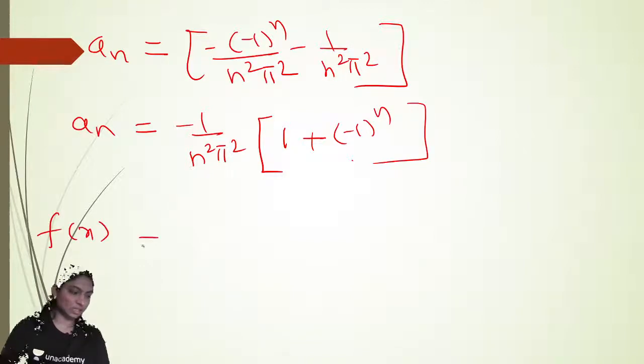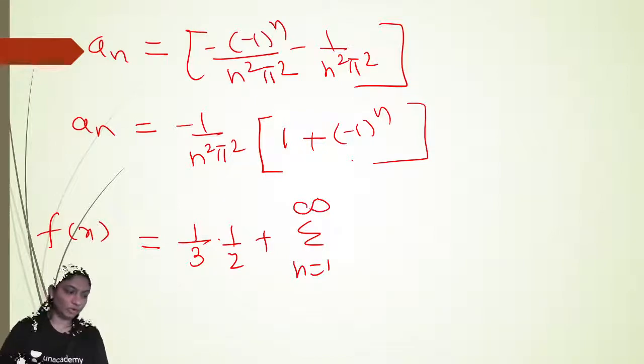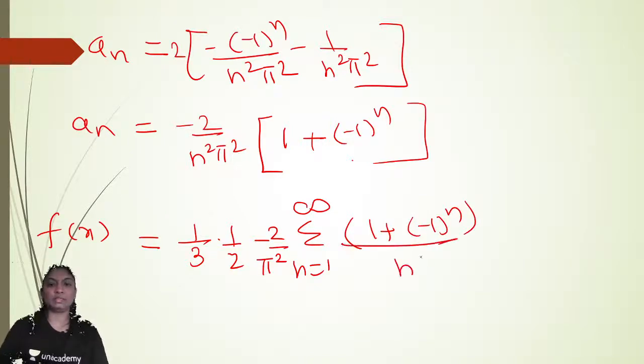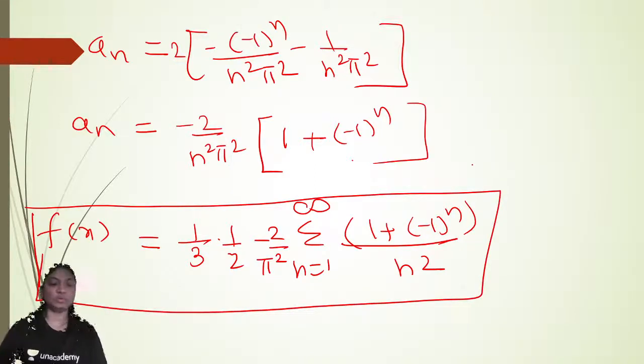So you will get f of x is equal to a0 by 2. So a0 is 1 by 3, 1 by 3 into 1 by 2 plus summation n varying from 1 to infinity. Here 2 remains, no? 2 as it is. So 2 upon pi square. So I'm taking minus 2 upon pi square outside. So minus 2 upon pi square into summation n varying from 1 to infinity, 1 plus minus 1 raised to n upon n square. This is your half range Fourier cosine series in the interval 0 to pi.